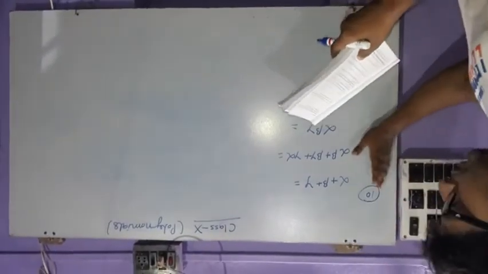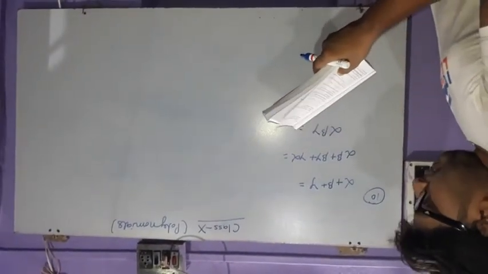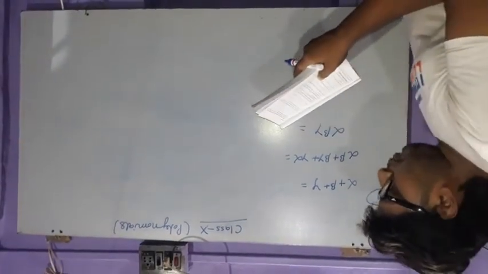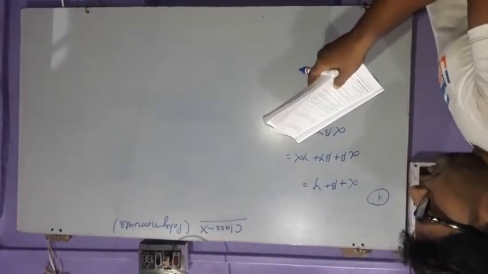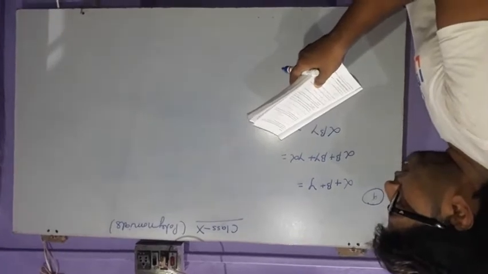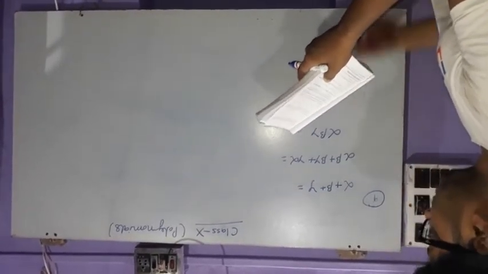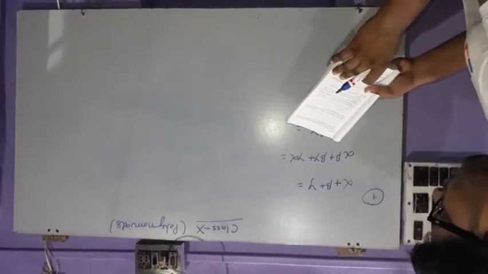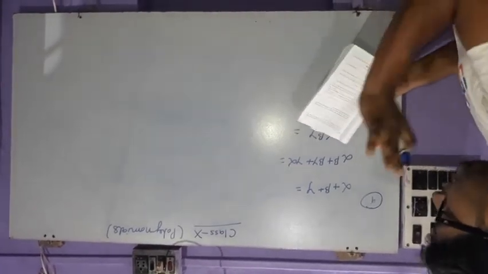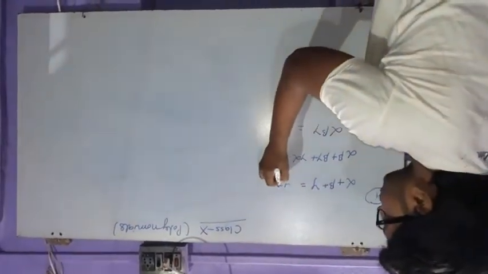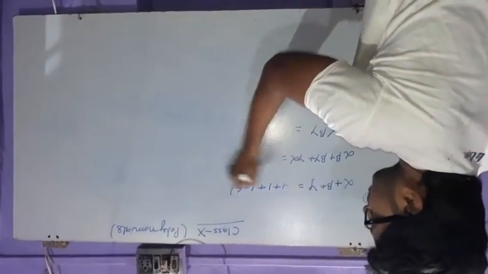Okay students, so the next question is question number 9. Question number 9 is: find a cubic polynomial with the sum of its zeros, the sum of the product of its zeros taken two at a time, and the product of its zeros as 4, 1 and minus 6 respectively. So what is alpha, beta and gamma? There are three terms, alpha, beta and gamma. So what is alpha plus beta plus gamma? 4 plus 1 minus 6.